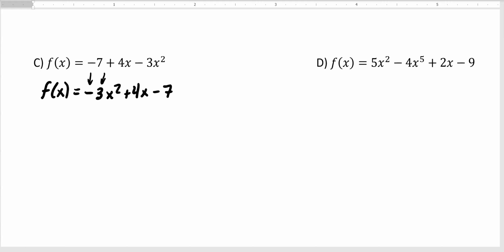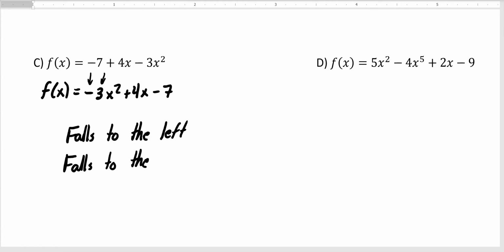That makes sense because the end behavior for something with an even degree and a negative leading coefficient is falls to the left and falls to the right. And that's exactly what we would have here. Falls to the left, falls to the right.